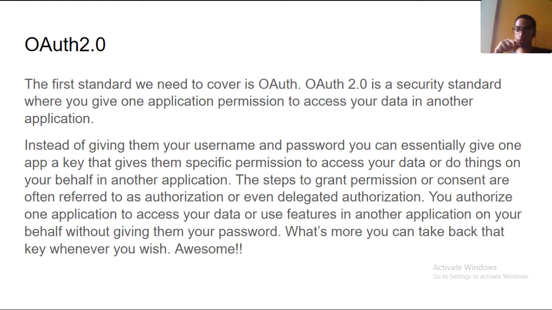In the OAuth 2.0 standard, instead of giving them the username and password, you give the third party application a key, and that key will have specific permission to access specific data or do things on your behalf in another application. So this key will only be able to access specific information.